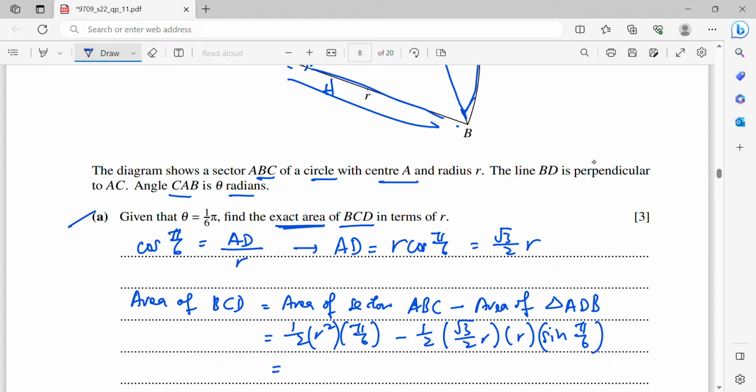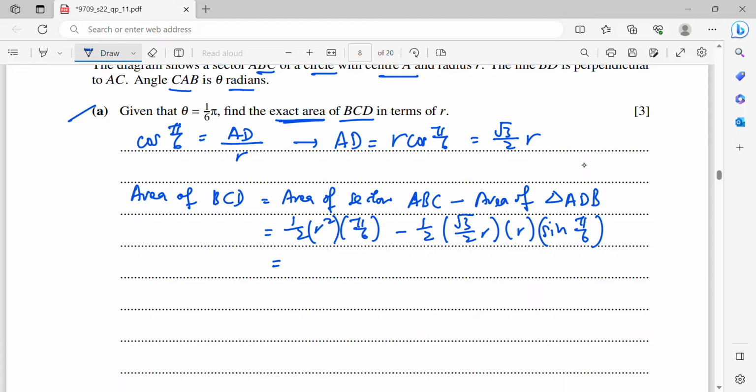And now you need to get the exact value, okay? So the first one, you will get pi R squared over 12, minus this half times square root 3 over 2 R, which will be square root 3 over 4. R times R is R squared. Sine pi over 6 is half. Alright, so from here you will get pi R squared over 12 minus square root 3 R squared over 8. Okay, so that's the exact area of BCD.